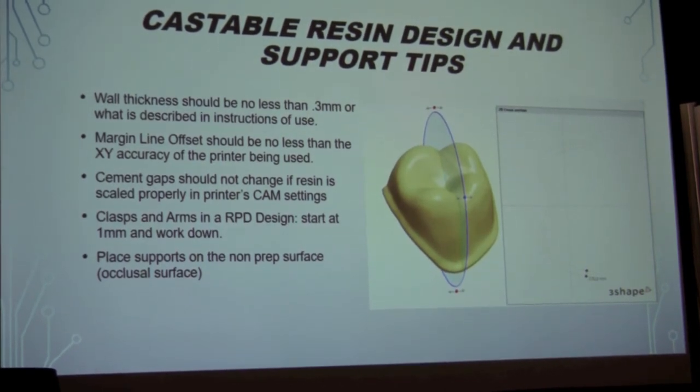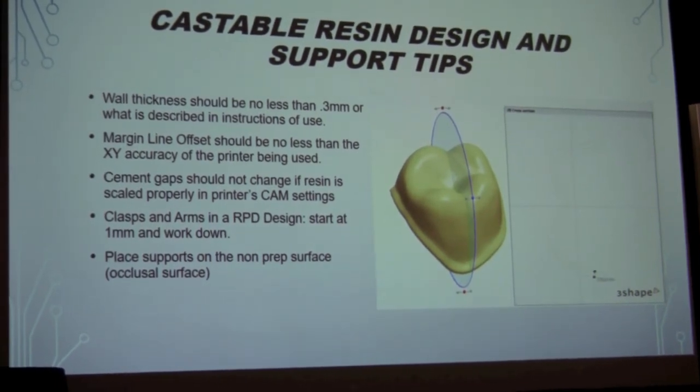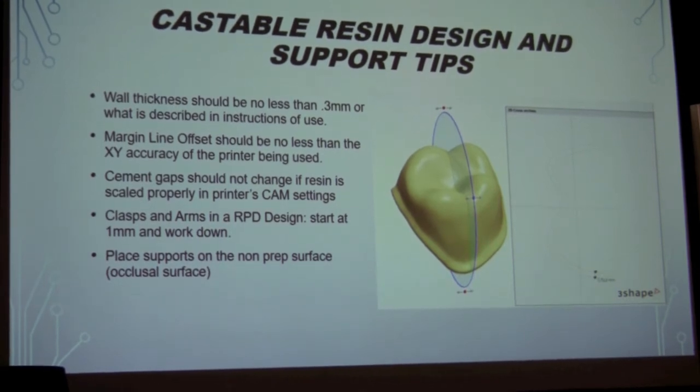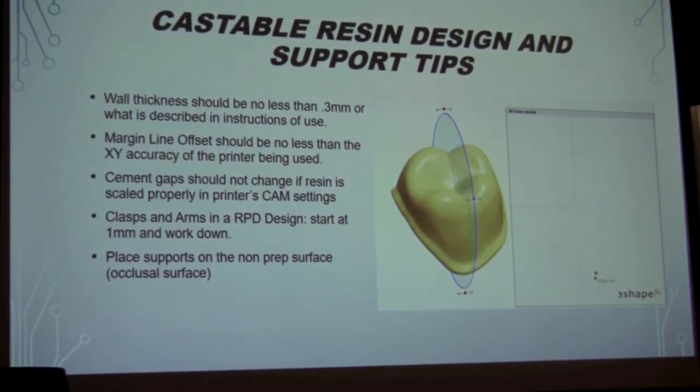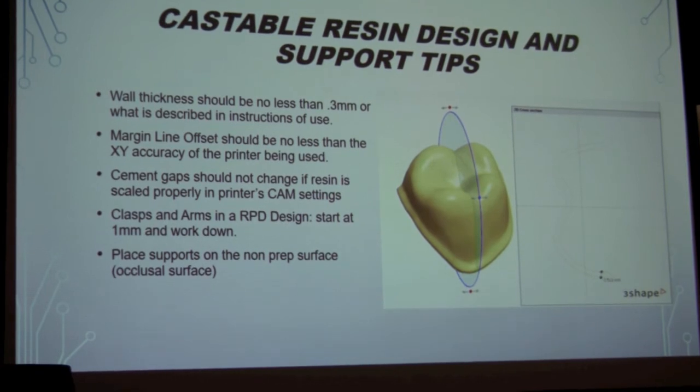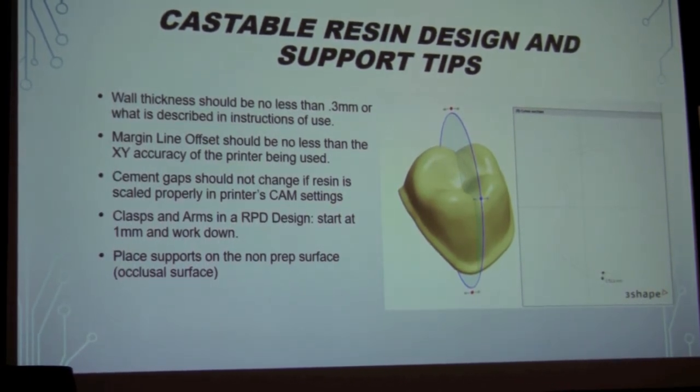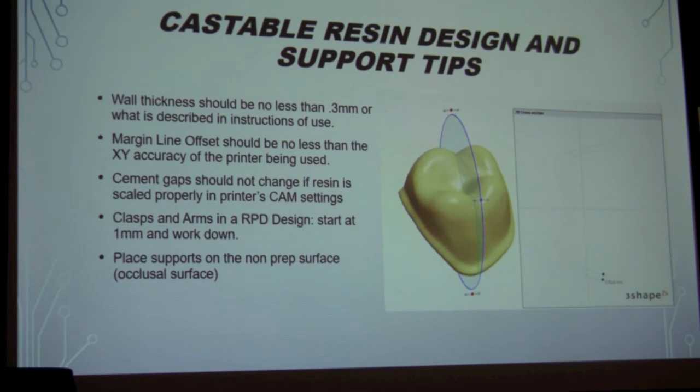Clasp arms on RPD design, I would start at 1 millimeter and then work your way down. For the body of the RPD, I wouldn't go any less than 1 millimeter. And then, of course, when we're supporting these objects, we want to place supports not on the prep surface, but on the crucial surface. To me, that's pretty common sense.